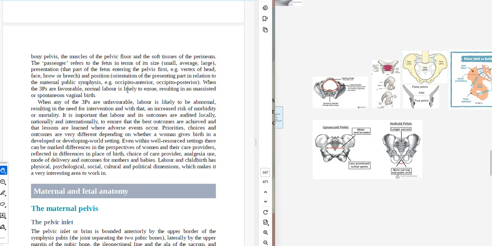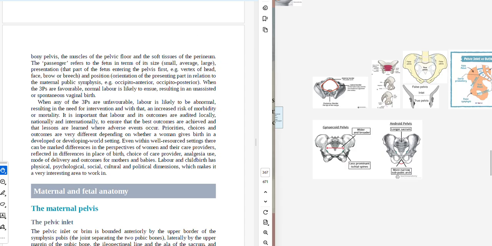for example anterior, occipito-posterior. When the three P's are favorable, normal labor is likely to ensue, resulting in an unassisted or spontaneous vaginal birth. When any of the three P's are unfavorable, labor is likely to be abnormal, resulting in the need for intervention and with that an increased risk of morbidity or mortality. It is important that the labor and its outcomes are audited locally, nationally, and internationally to ensure that the best outcomes are achieved and that lessons are learned where adverse events occur.